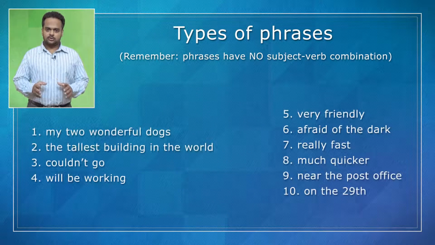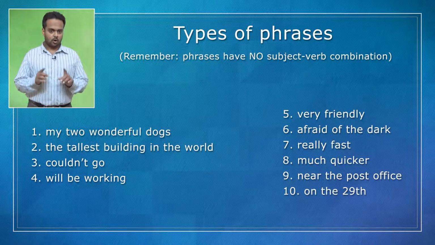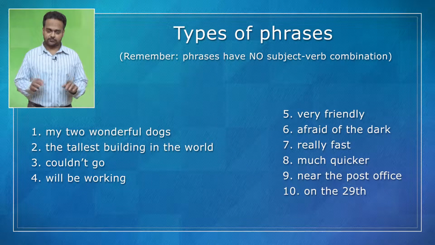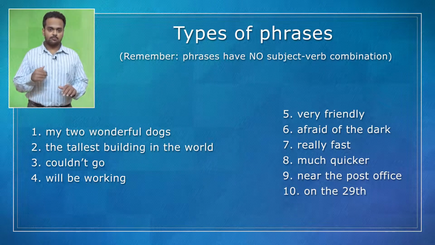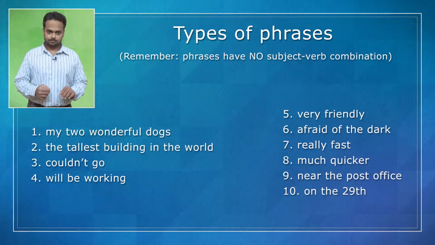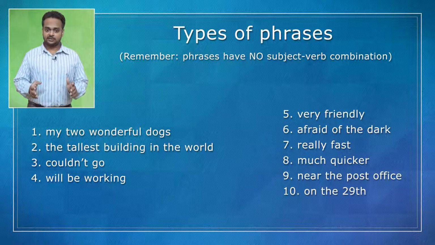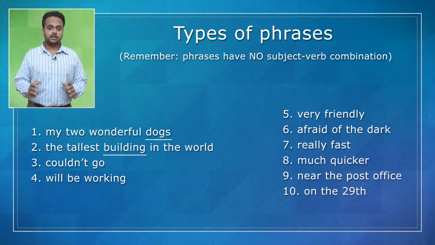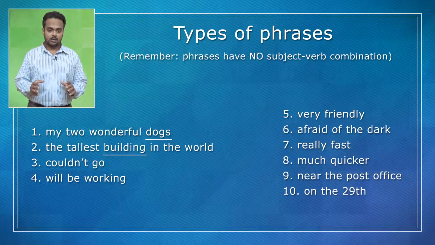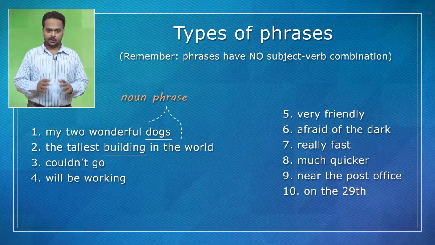All right, all the words that you see on the screen are phrases. You will notice that in all of these, there's no subject-verb combination. And these examples also show the most common types of phrases. For example, my two wonderful dogs is a phrase focusing on the noun dogs. And the phrase, the tallest building in the world, focuses on the noun building. So we say that these are noun phrases.